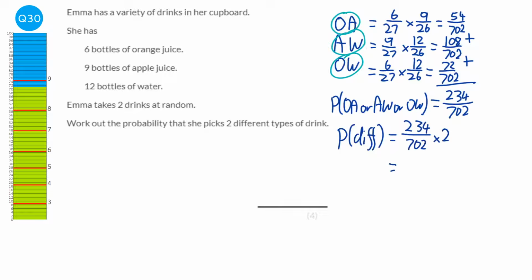And we can do that by just doubling the numerator. So 468 over 702. That cancels down to 2/3. So there is a 2/3 chance that the drinks will be different.